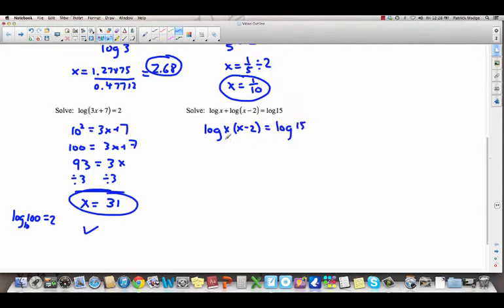Now, we have logarithms on both sides of this. So if we have logarithms on both sides, that means that the argument here, x times x minus 2, has to be equal to the argument here, 15. You couldn't do that here.